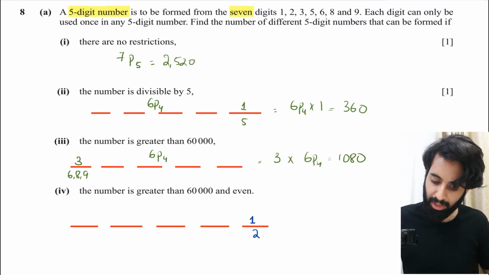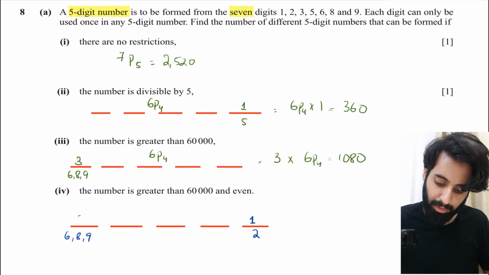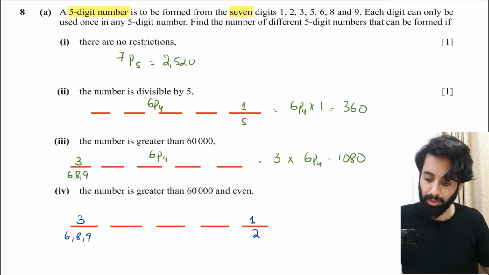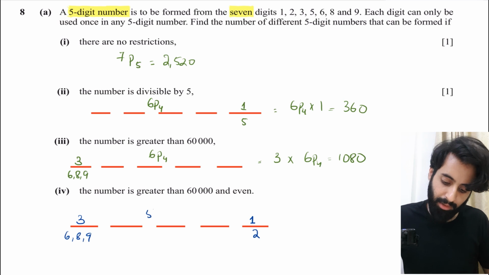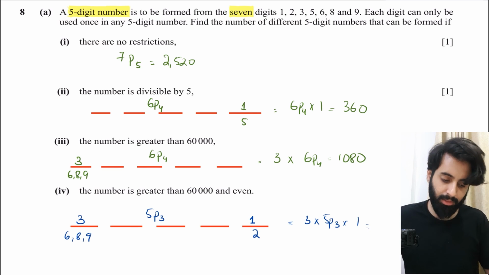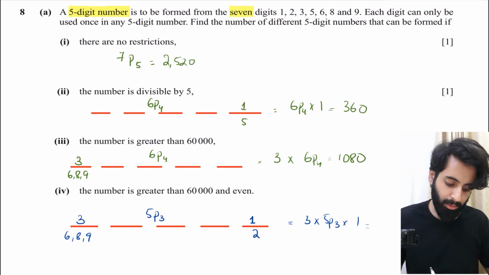So if the number needs to be greater than 60,000, how many options do we have for the first digit? We have 6, 8, and 9. Okay, there's no conflict here. 6, 8, and 9 is a different set. 2 is a different set, so nothing to worry about. So that means we have 3 options. Now we had 7 numbers to work with. 2 of them are gone. That means now we have 5, and we need to arrange 3 out of those 5. So that can be done 5p3 number of ways. So 3 into 5p3 times 1. Let's see what that is equal to. That's equal to 180.